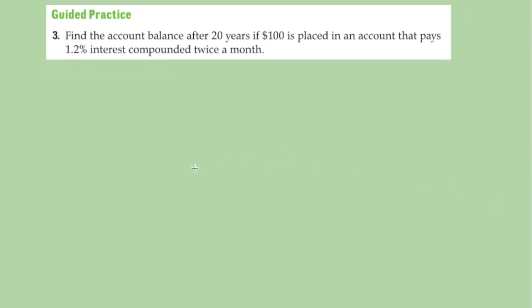So it says find the account balance after 20 years if $100 is placed in an account that pays 1.2% interest compounded twice a month. So that means that in the span of a year, this happens 24 times. If it's compounded twice a month and there's 12 months, that's 2 times 12. That gives you 24, and our T is 20. This is my P. All right, so we have A equals P times 1 plus R over N to the NT power.